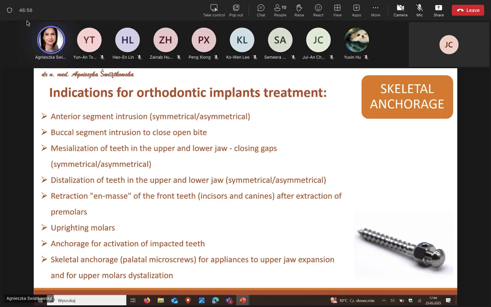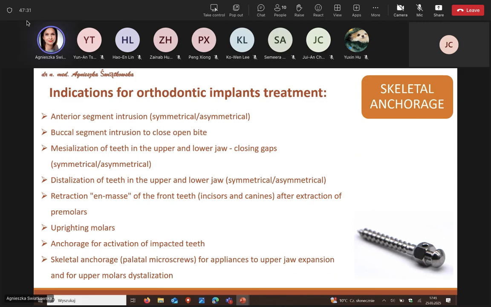Indications for orthodontic implant treatment. First, anterior segment intrusion. It could be symmetrical or asymmetrical. I will show you the cases. Buccal segment intrusion to close an open bite. We know that if we intrude the buccal teeth in the buccal region by 1 millimeter, we can close the space in the anterior region by 2 millimeters.